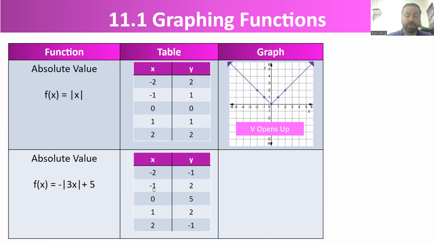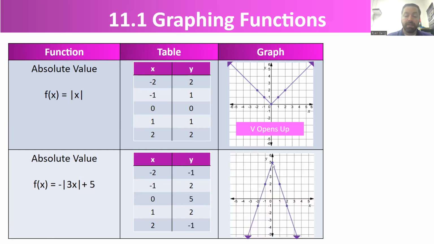I'll do one more of those. -1. 3 times -1 is -3. The absolute value of -3 is +3. But then you've got to multiply that by -1, which is -3 again. -3 plus 5 is 2. You can see the rest of the x values there with the corresponding y values. When I plot that, because the number in front of the absolute value was negative, it's going to open down. And it's still got that V shape.